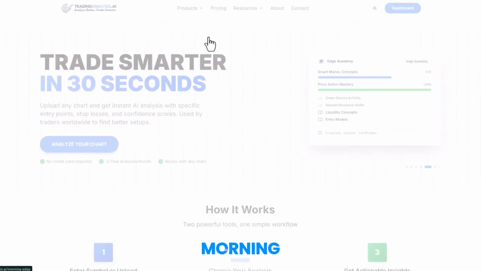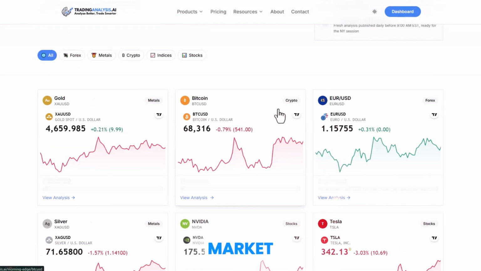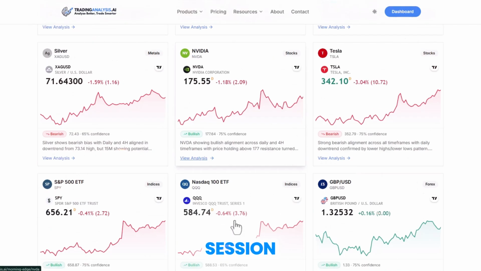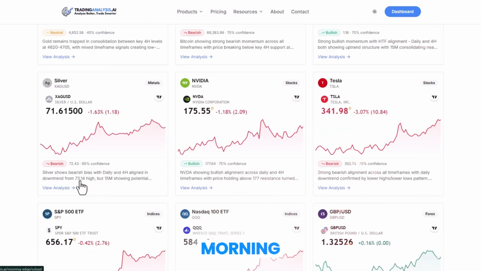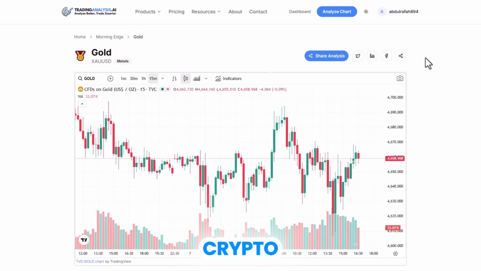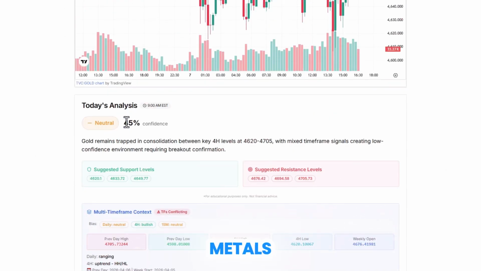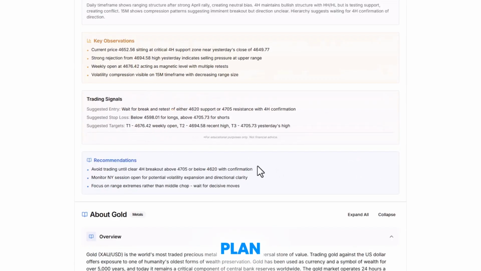Next, we have Morning Edge. Morning Edge provides daily AI-powered market insights before the New York session opens. Instead of scanning dozens of charts every morning, traders get a curated list of opportunities across Forex, crypto, stocks, and metals. This helps traders start the day with clarity and a structured plan.